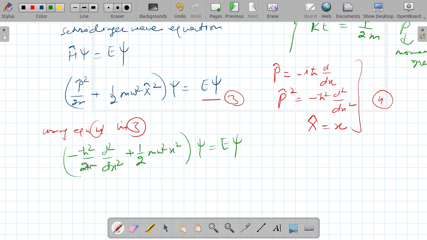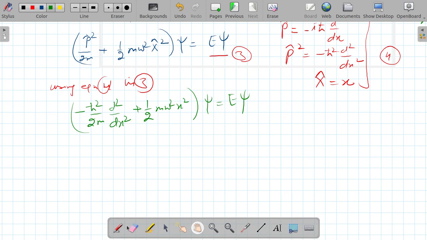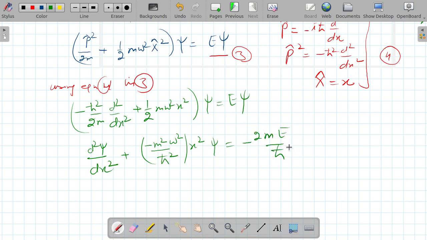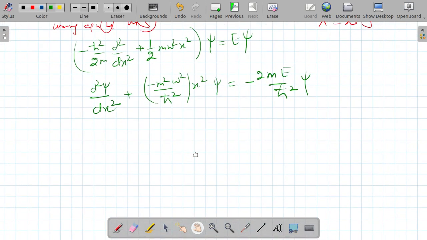Now multiplying both sides with minus 2m over h cross square, because I want to eliminate this from here, I can write down this equation as d square psi over dx square plus minus m square omega square over h cross square into x square, and psi must be equal to minus 2mE over h cross square into psi.